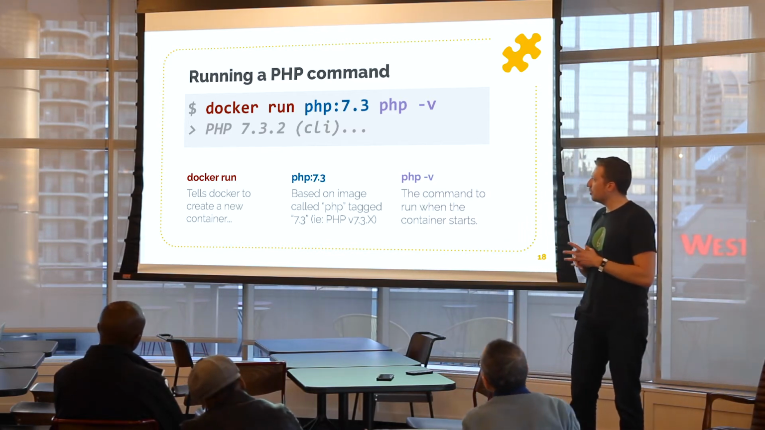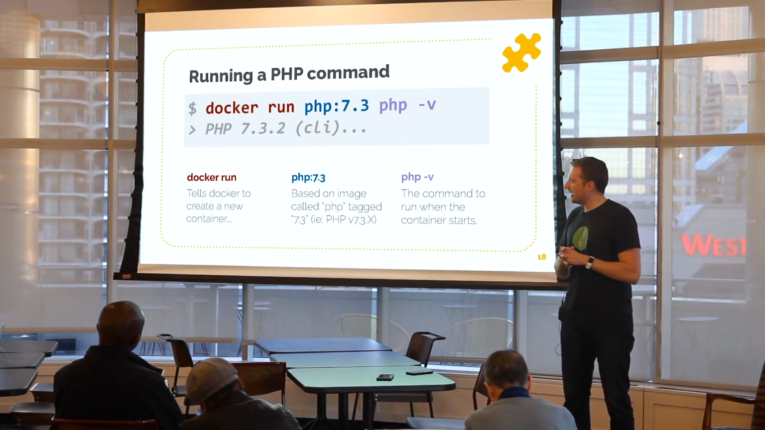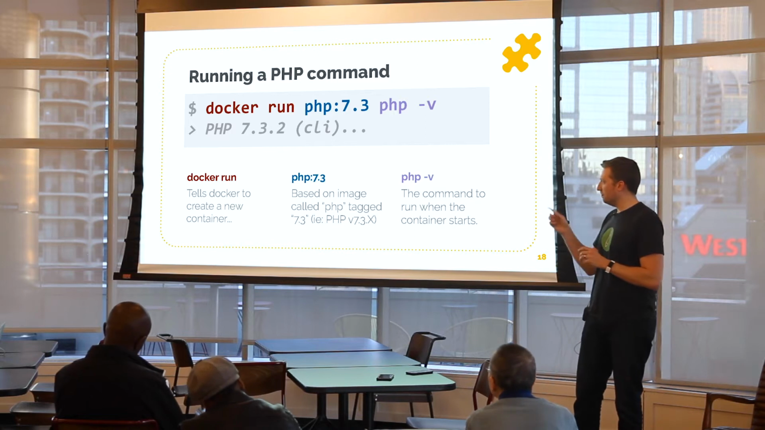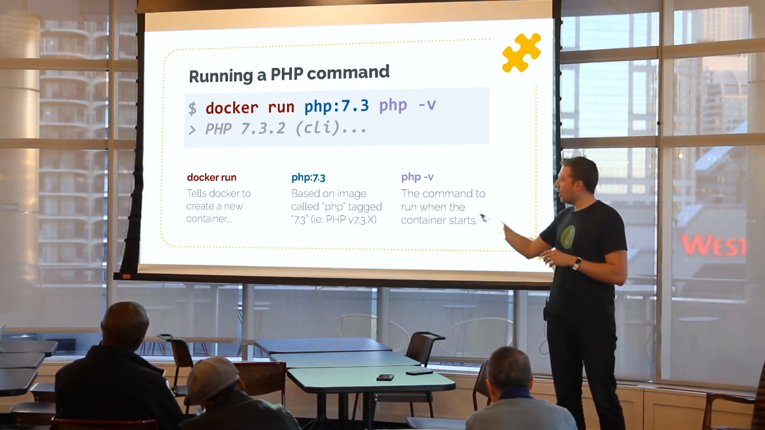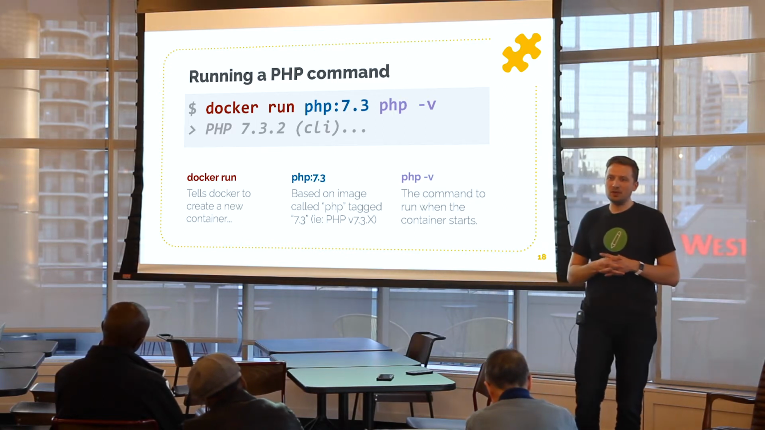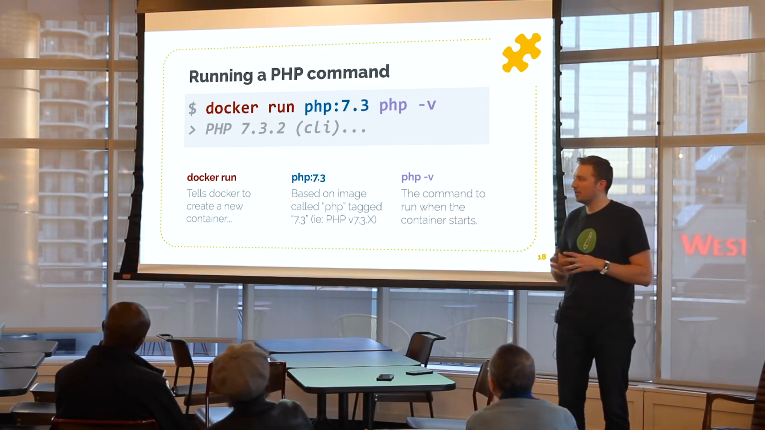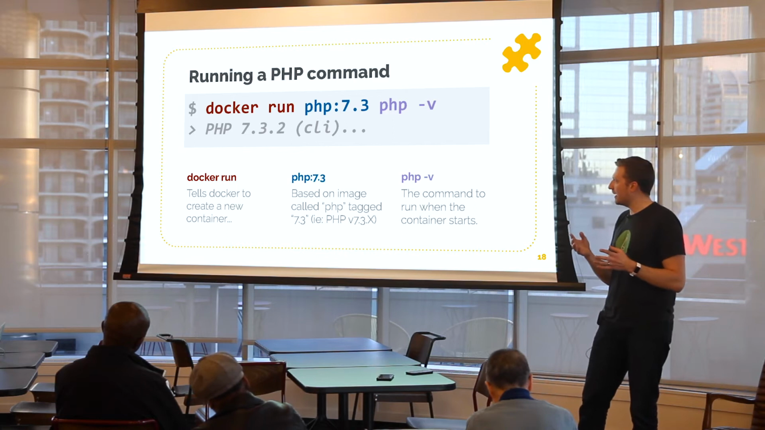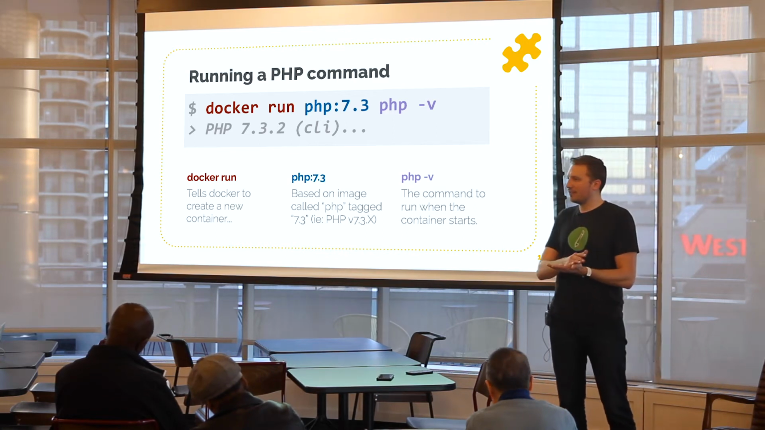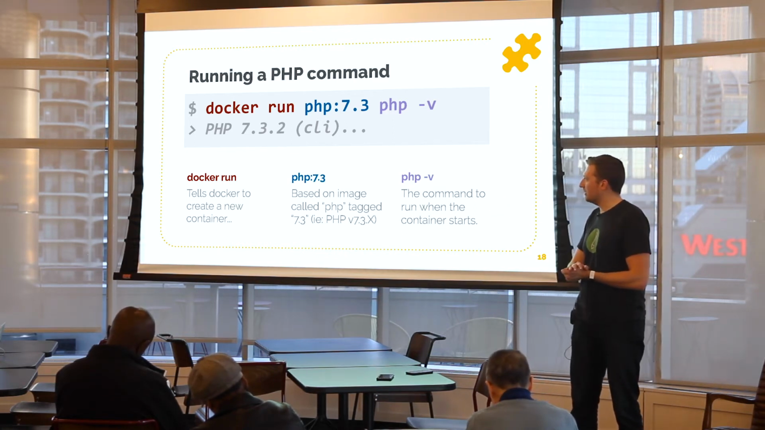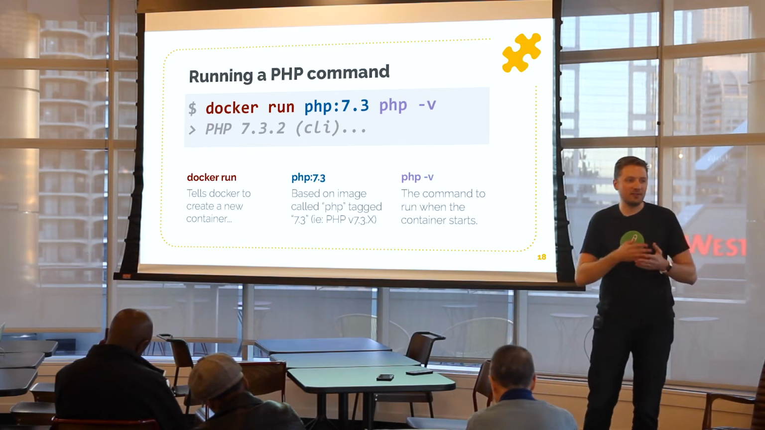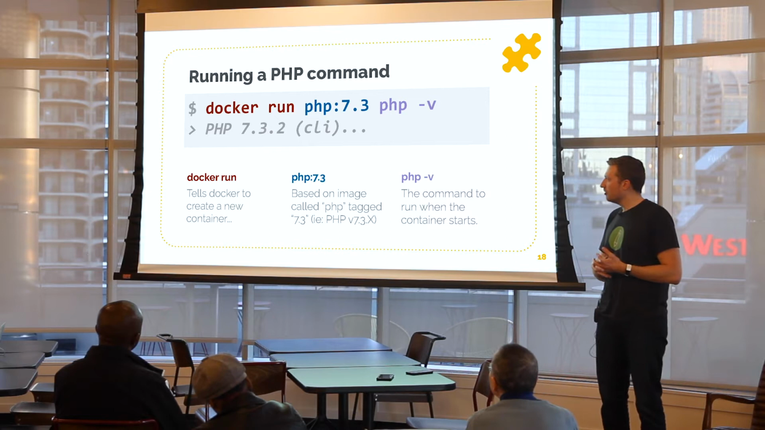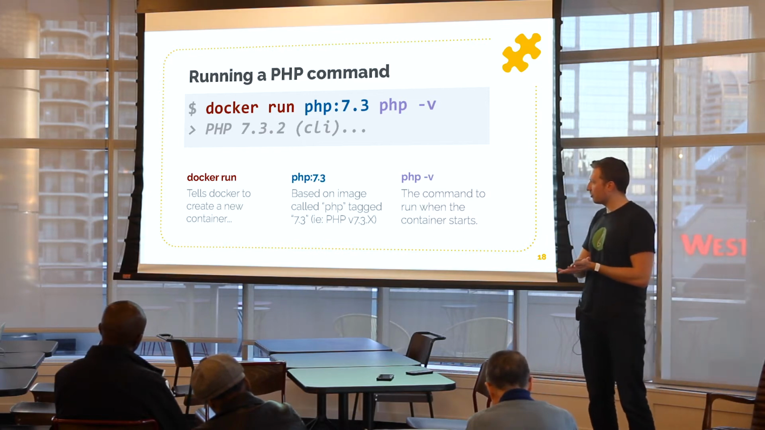And then php:7.3 is saying to Docker, base whatever you're doing here on the image called PHP 7.3. All these Docker images are available on Docker Hub for the most part. Most open source projects have a ton of versions. For example, PHP might have at least versions 7.0 up through 7.3, and occasionally they even have a 7.4 alpha or beta that you can get either officially or unofficially. So this will let you pick what version of PHP you want to run.